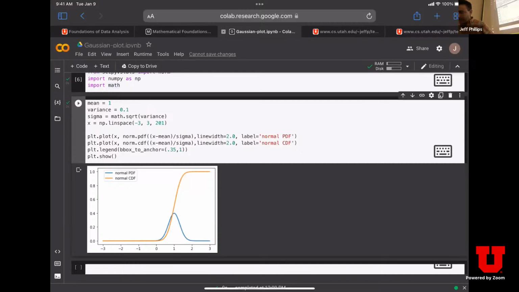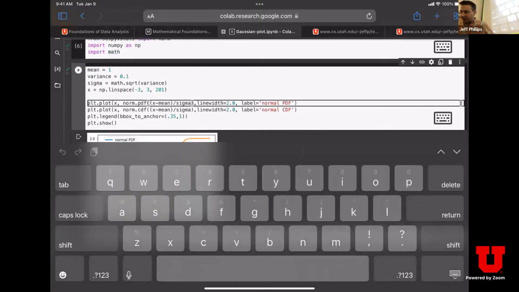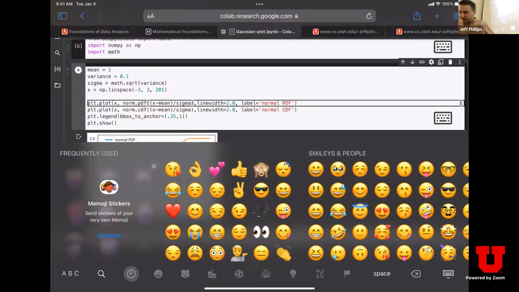Yeah, I'm not applying this the right way. Okay. Shouldn't the plot be divided by variance, not by sigma? No, you want to divide by sigma, otherwise you change. But I should divide by sigma here, actually.